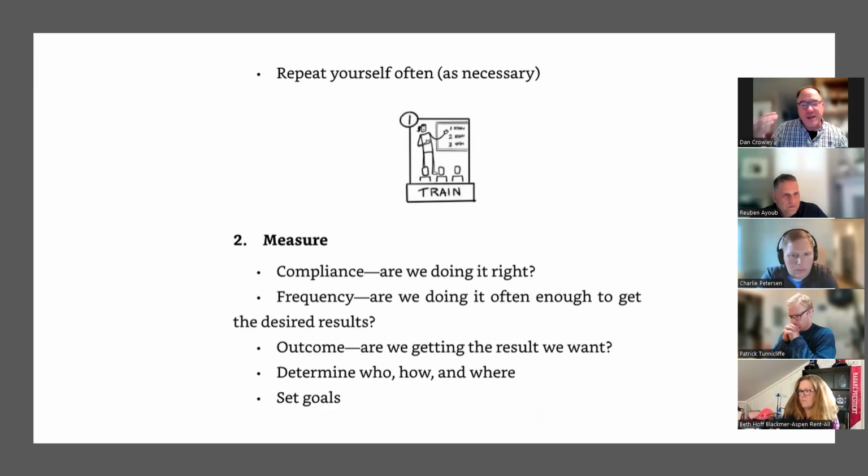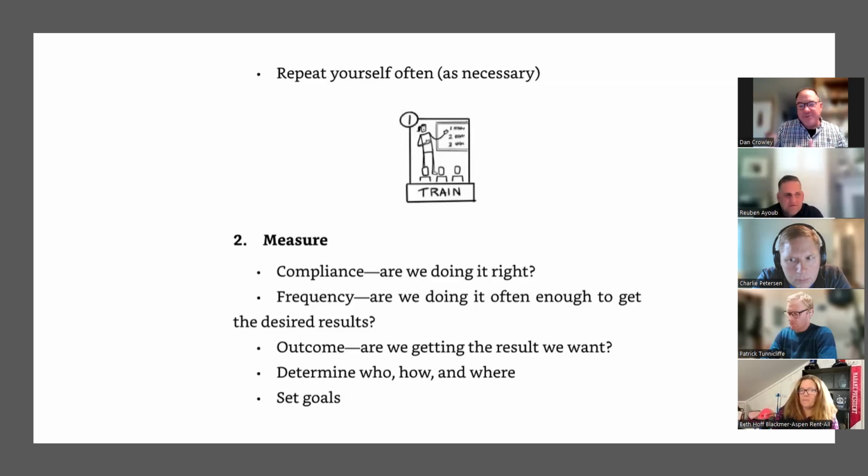Step number 2 is measure. So again, measure for compliance. Are we doing it right? Measure for frequency. Are we doing it often enough to get the desired results? How frequently do you want to measure this? And then for outcome, are we getting the result we want? Measuring for frequency is like an example of, I want to have OSHA testing, right? I don't want OSHA to come in and test me, but I want to establish where every 6 months OSHA's coming in, or an OSHA consultant's coming in, or I've got my own checklist, and we're going to look at our warehouse, and how the loading docks are set up and all that kind of stuff. I'm thinking of Ruben in your recent move, right?